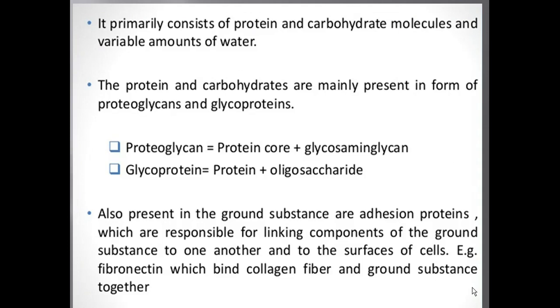But in general, we have two types: proteoglycans and glycoproteins. Here I use a simple and clear equation. A proteoglycan comes from a protein core plus a glycan, and glycoproteins come from a protein plus oligosaccharides. We still have one main fraction of the ground substance, the adhesion proteins, responsible for linking all the components: cells with cells, cells with fibers, and fibers with fibers. It's like an adhesion fraction.